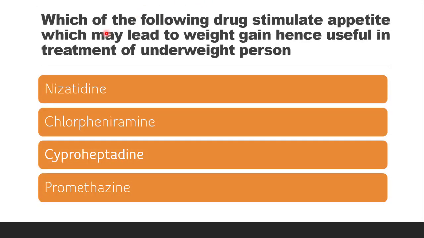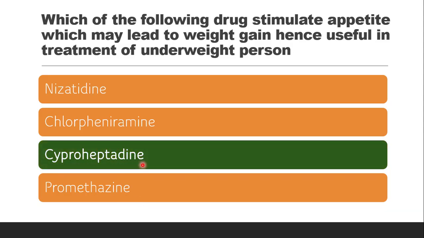Next question is which of the following drugs stimulates appetite? Amongst these drugs, which drug is responsible for stimulating the appetite and it can lead to weight gain, since hunger will be produced, appetite will be stimulated, and therefore they are used in treatment of underweight persons. Whether it is nizatidine, chlorpheniramine, cyproheptadine or promethazine, it is cyproheptadine.